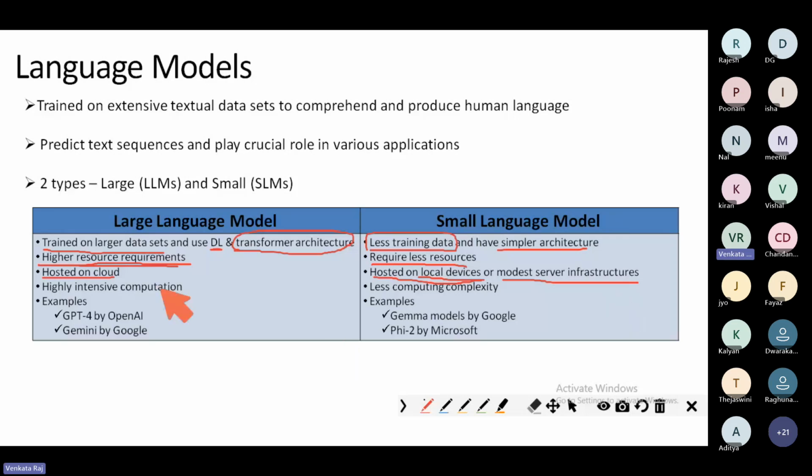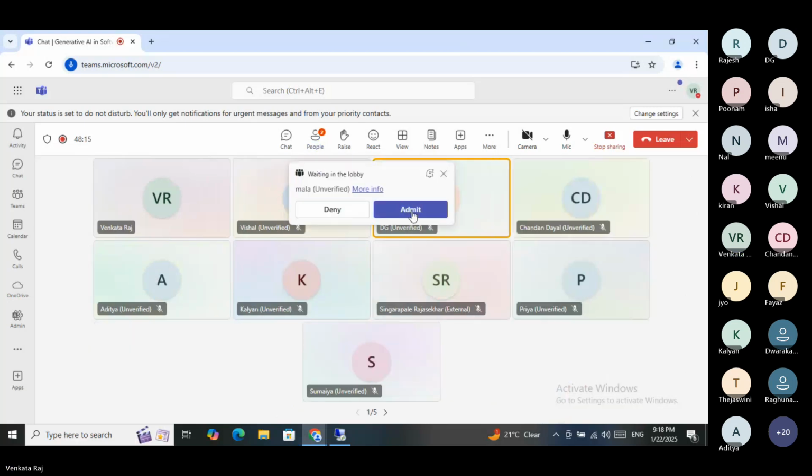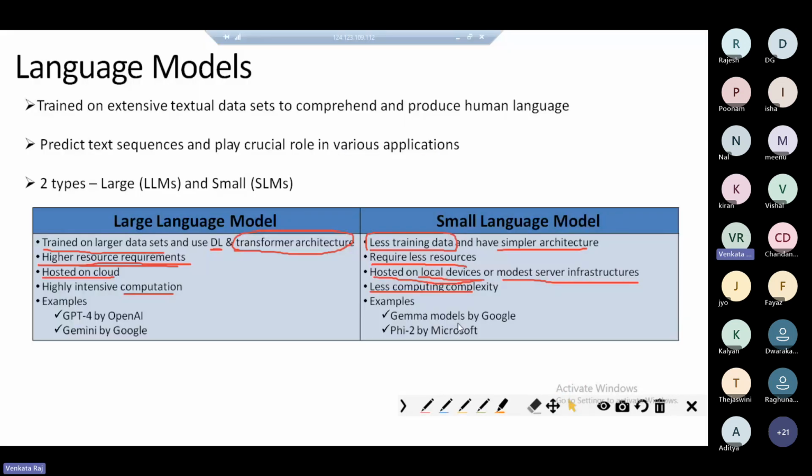The computation of large language models is very intensive, highly intensive, guys. The computation is very fast. They can compute complex problem statements. But small language models have less computing complexity. So they cannot compute complex problems like LLMs. All of you clear? They cannot process or compute complex problems like LLMs. Clear, everyone?